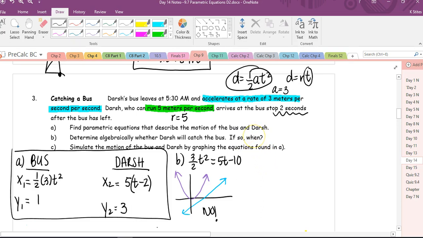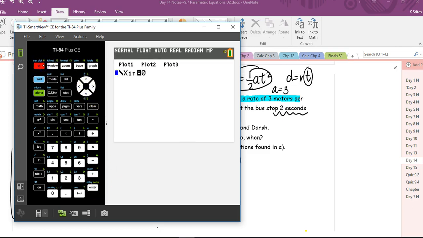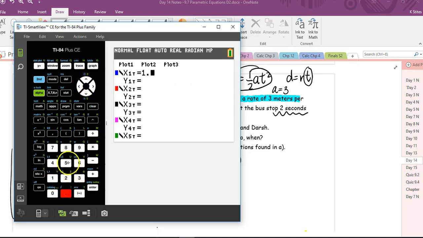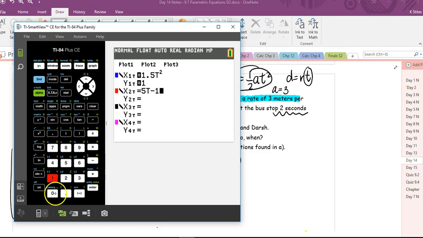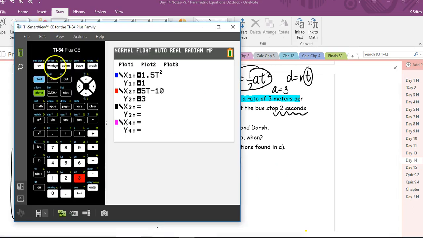Okay. All right, here's the fun part. Simulate the motion of the bus and Darsh by graphing the equations found in part A. So we need to go to parametric mode. And we're going to type them in. 1.5t squared, and we're putting him at 1. That's the bus. 5t minus 10. We're going to put Darsh at 3. I think that looks good.